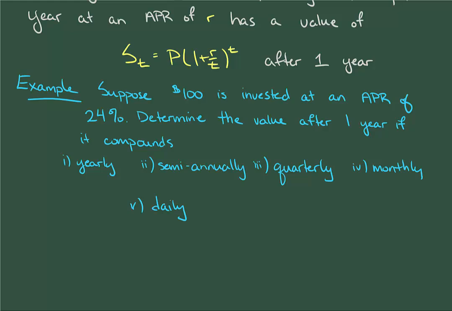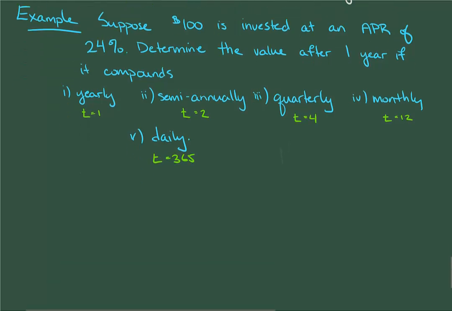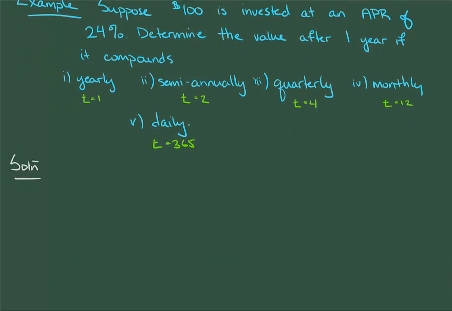And notice that in each of these cases, it hasn't actually told you how many compounding periods there are in a year. It's up to you to figure that out. So for example, quarterly compounding periods means that it compounds 4 times a year. So I'm just going to go in and write out what T is in each of these cases, and hopefully nothing here is a surprise.